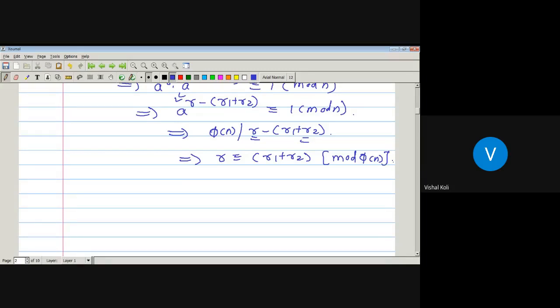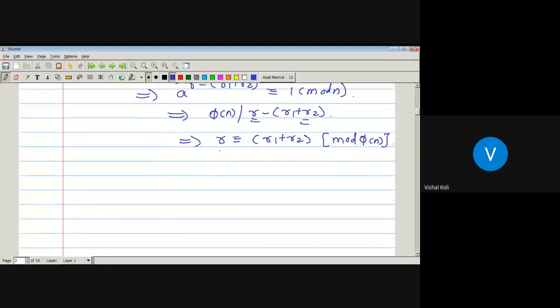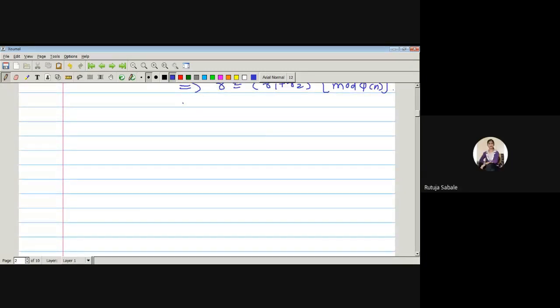Okay, but what is this r? Index of b into c. R1 is nothing but index of b. R2 is nothing but index of c over modulo phi of n. And that is what we have to prove. So index of b into c is congruent to index of b plus index of c modulo phi of n.